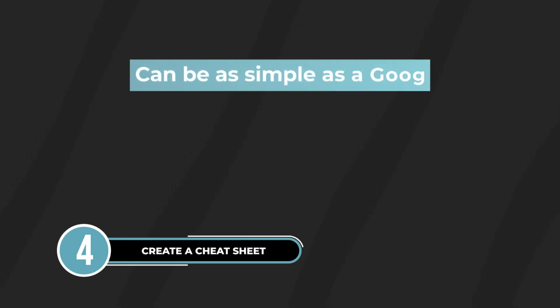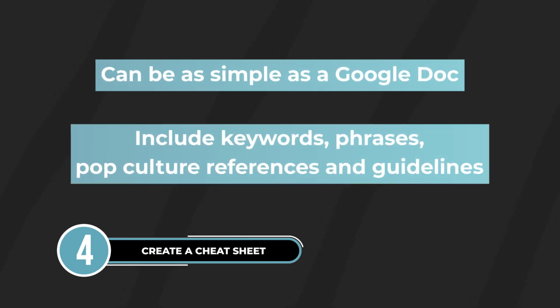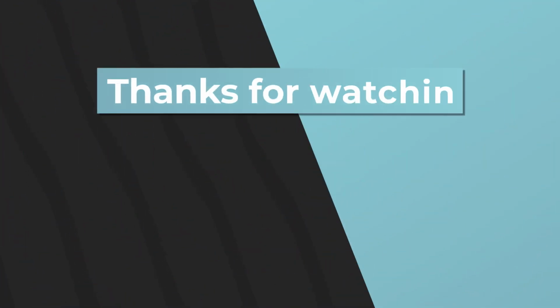Number 4, create your own cheat sheet. This can be as simple as a Google Doc with keywords, phrases, pop culture references, and guidelines that you can reference as you're writing.